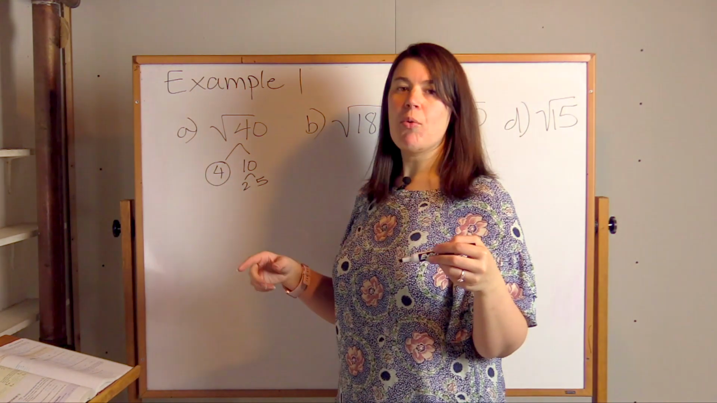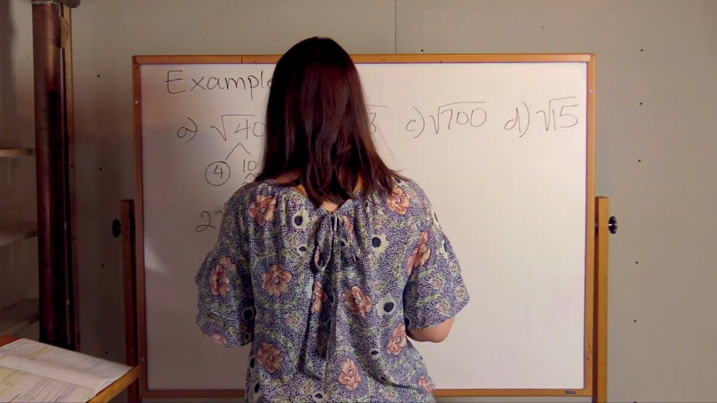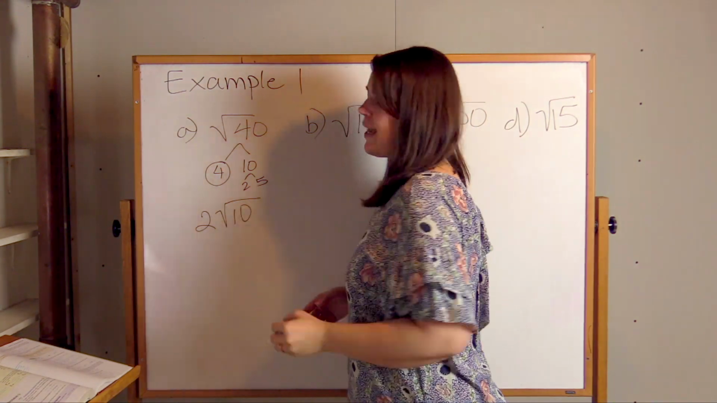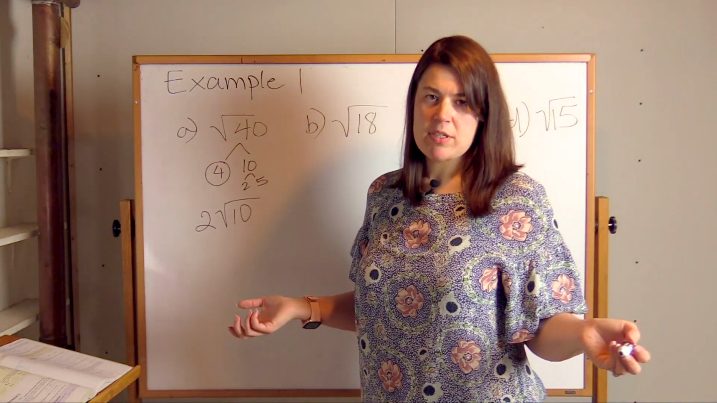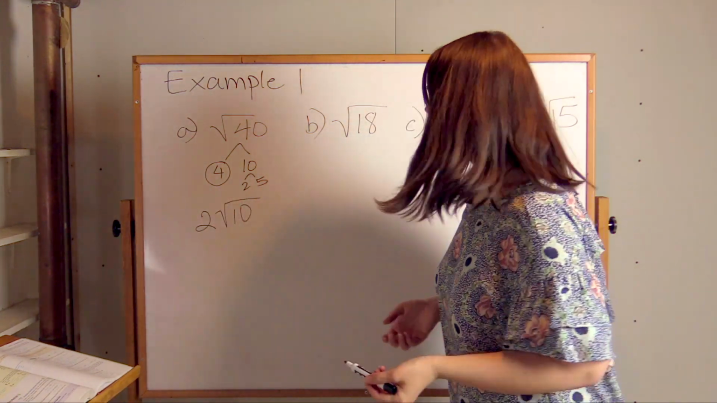So the square root of 4 is 2. So I'm going to write 2. Then I'm going to draw my radical sign. What's left behind? 10, because it's not a perfect square. There's nothing left in there. 2 and 5 can't go any further.